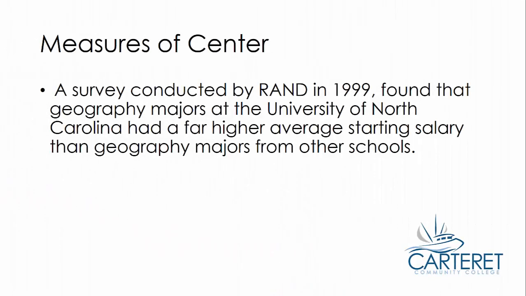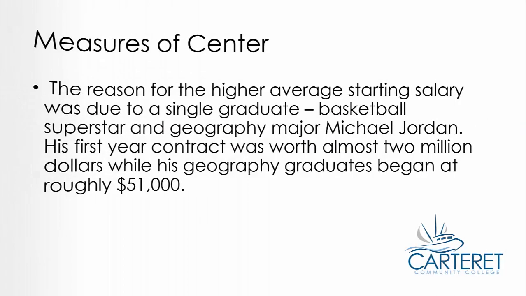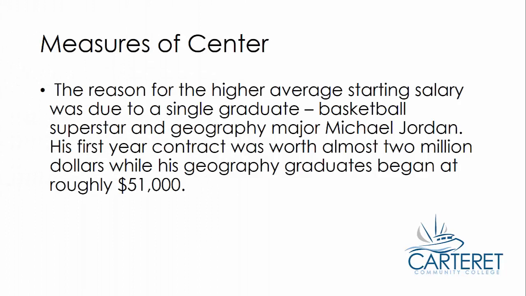A survey conducted by RAND in 1999 found that geography majors at the University of North Carolina had a far higher average starting salary than geography majors from other schools. The reason for the higher average starting salary was due to a single graduate, basketball superstar and geography major Michael Jordan. His first-year contract was worth almost $2 million, while his fellow geography graduates began at roughly $51,000.